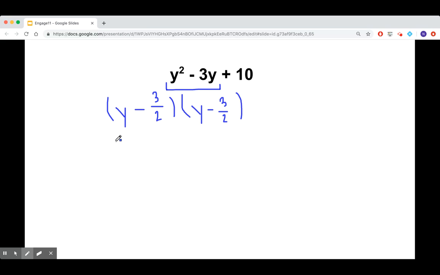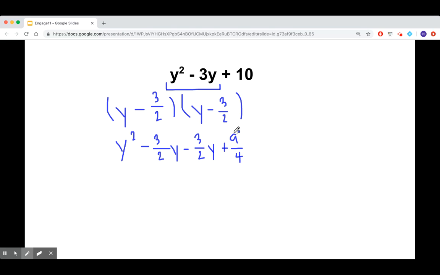And I can prove it because if I factor my expression, I end up with y times y is y squared, minus 3 over 2 y. That's 3 over 2 times y, and then the second negative 3 over 2 times y. And then I'll actually have negative 3 over 2 times negative 3 over 2. So I'm multiplying top times top and bottom times bottom to get positive 9 over 4.